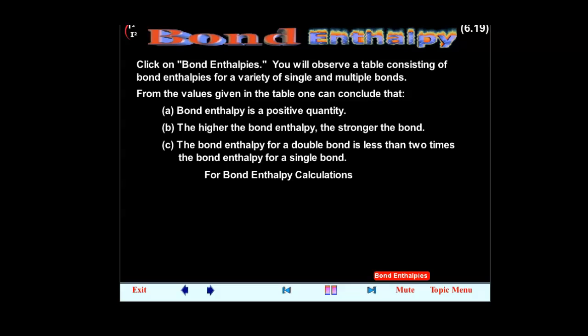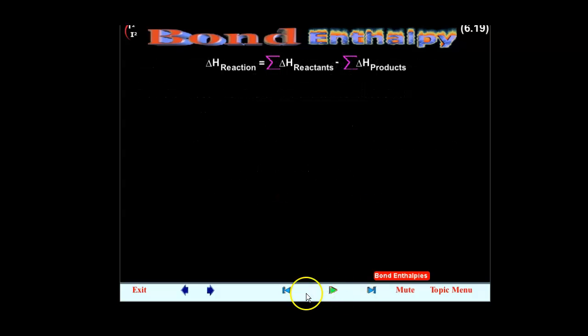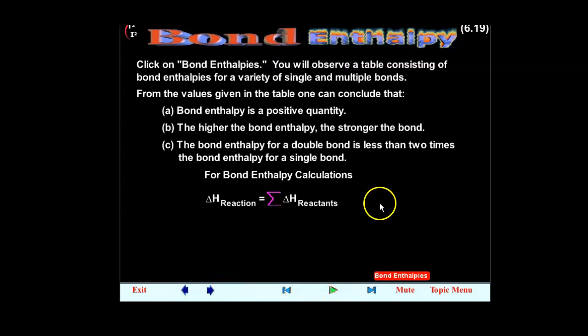For bond enthalpy calculations, delta H reaction equals summation delta H reactants minus summation delta H products. Now, I want to emphasize here, this is very, very tricky. Let me write this completely: summation delta H reactants minus summation delta H products.